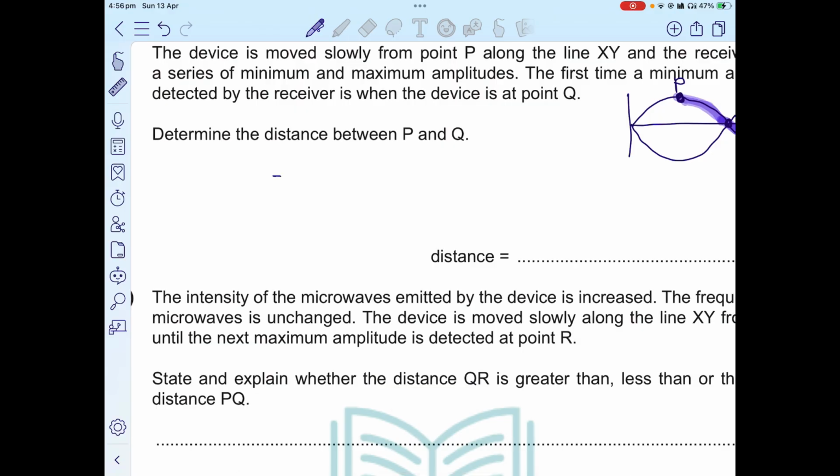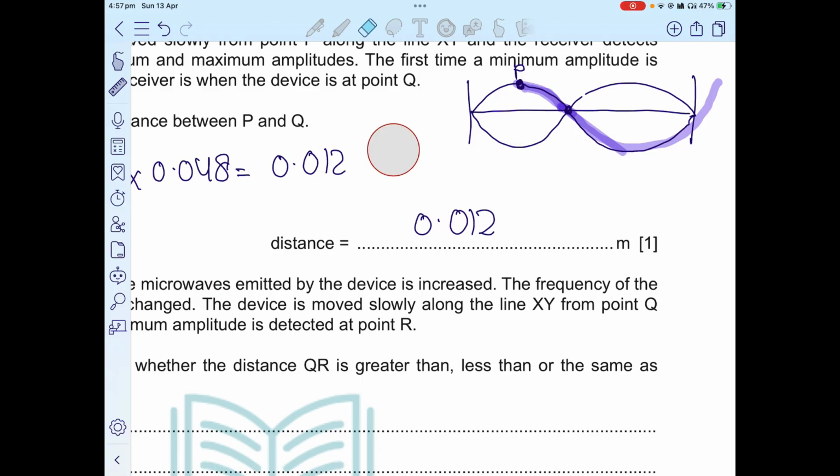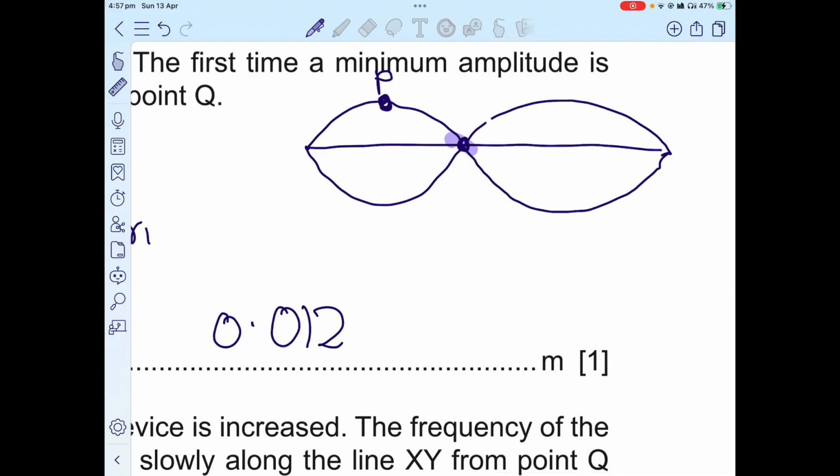So to determine this, what you're going to do is take 1/4 of the wavelength, which from the previous question was 0.048, so that is equivalent to 0.012 meters. Again, in a stationary wave, the distance between a maximum amplitude and the next consecutive point, which is a minimum, is exactly just half of a wavelength. Okay, you can even take another point for a reference.